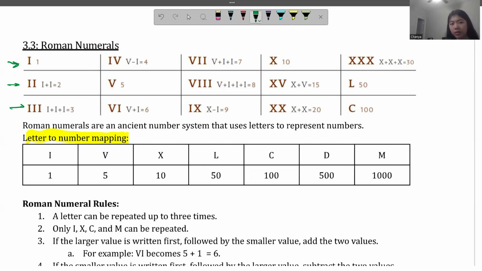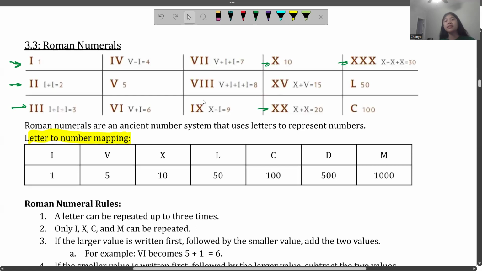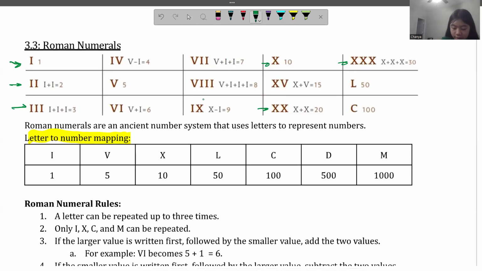So what about 10? Well, 10 is just represented by an X. That's pretty similar to how we represented 1, right? Similarly, 20 is XX, and 30 is XXX. Same thing goes for L and C in the chart. That's pretty straightforward.